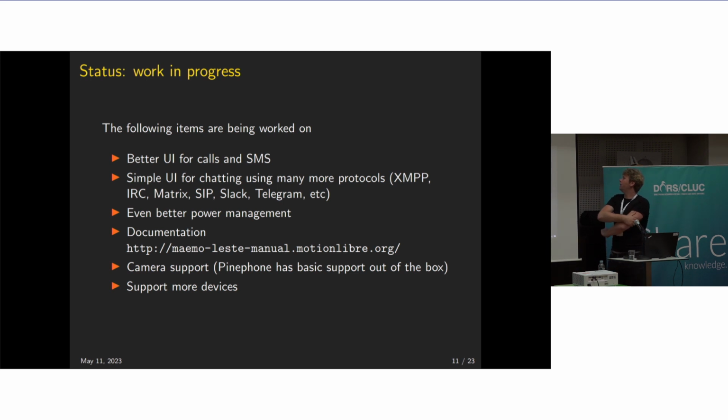And as I said before, the things that we're currently still really working on is a better user interface for calls and SMS, and a UI for chatting in many different protocols. Part of what Maemo did really well, in my opinion, is that you had the same interface, the same program for Skype, for soft phones, so IP calls, for XMPP Jabber calls, for regular phones. It was all the same program. And your contacts simply had all these different things.